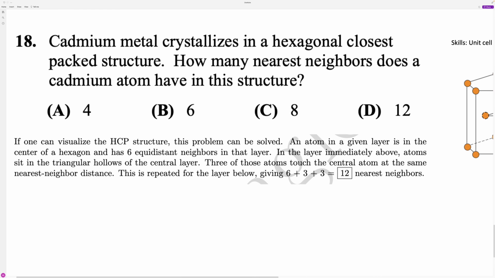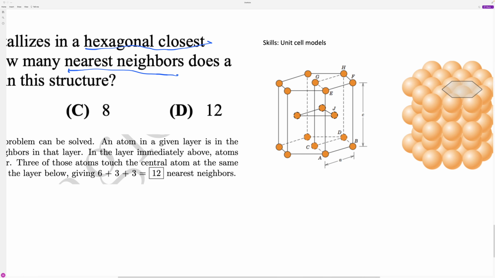Now 18 is testing packing structures. This is something you have to know for USNCO, and it's consistently shown up on local tests. It gives us the structure of hexagonal closest packed, or HCP, and is asking the coordination number, or the number of nearest neighbors that the cadmium atom has in the HCP structure. You can either memorize this or answer it by just knowing what these structures look like.